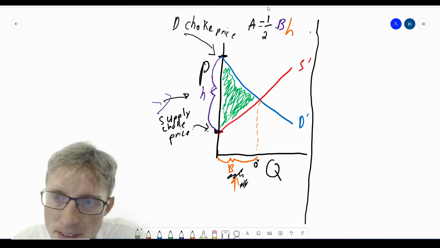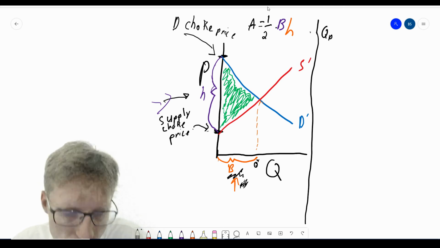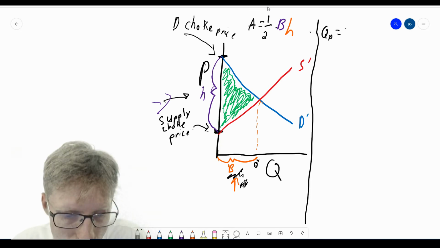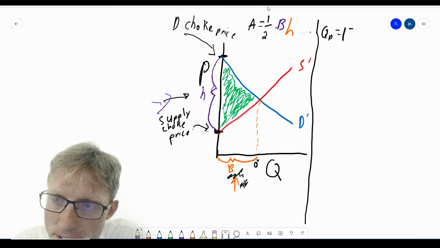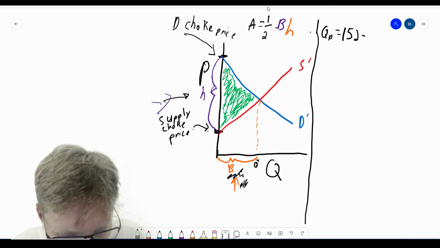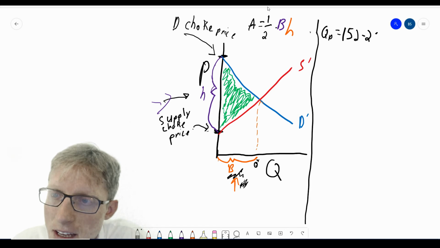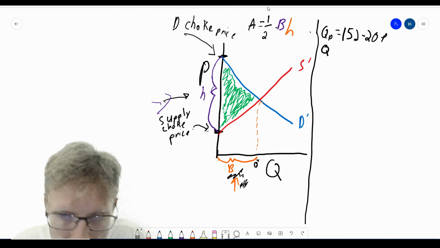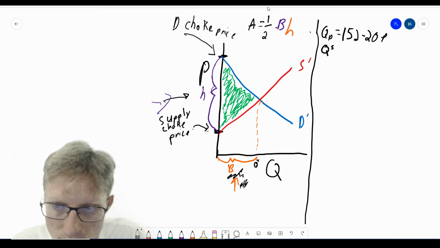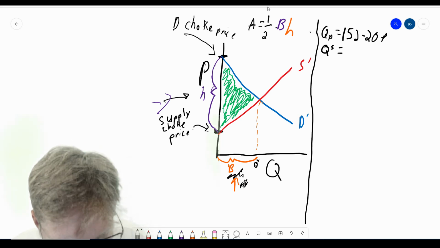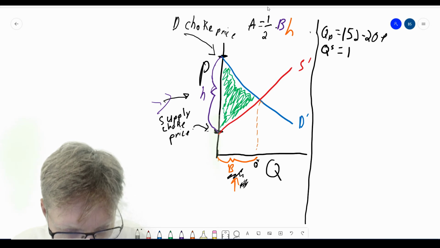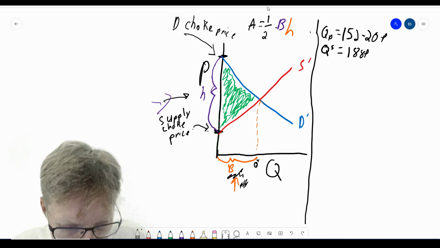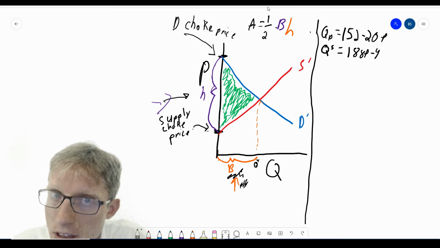So let's assume that the quantity demanded is equal to 152 minus 20 times the price, and the supply equation is given by 188p, 188 times the price, minus 4. Okay.